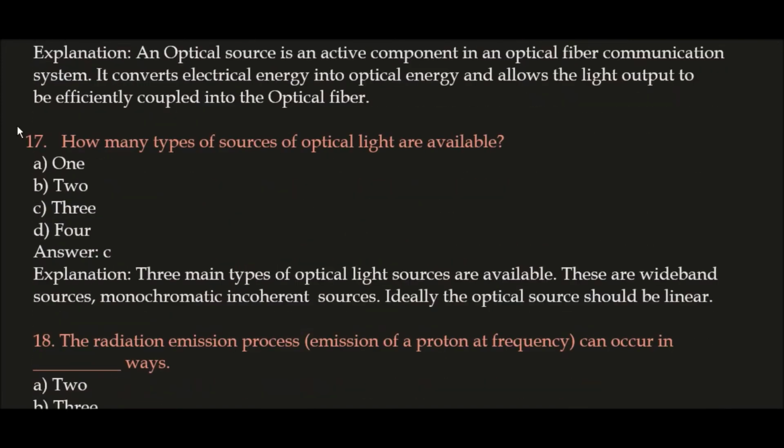Okay. Next question. How many types of sources of optical light are available? Correct answer is option C, 3. Three main types of optical light sources are available. These are wideband sources. Second one, monochromatic incoherent sources. Okay. And ideally the optical sources should be linear. In this way, correct answer is option C, 3.